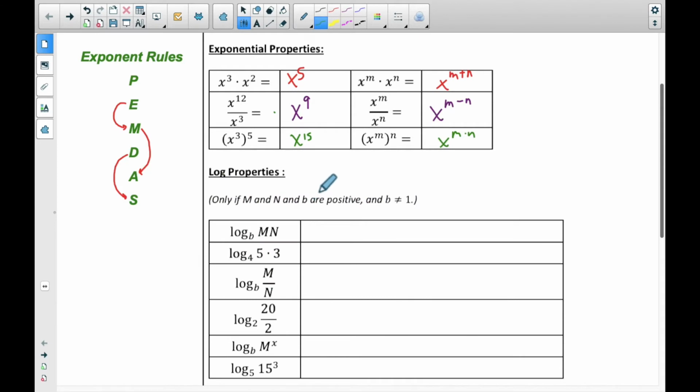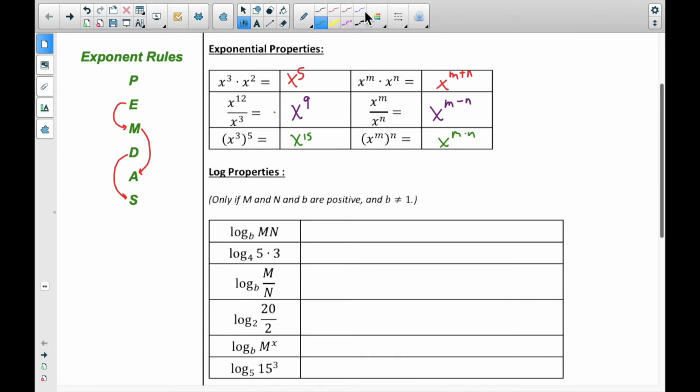Okay, those rules are basically the same rules as log properties. So we know that exponents and logs are inverses of each other. And if they are inverses of each other, then kind of the same rules that you have here are going to apply here. They just might be backwards in a way.